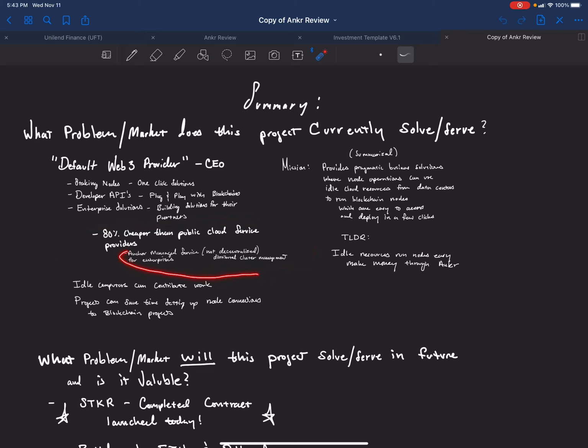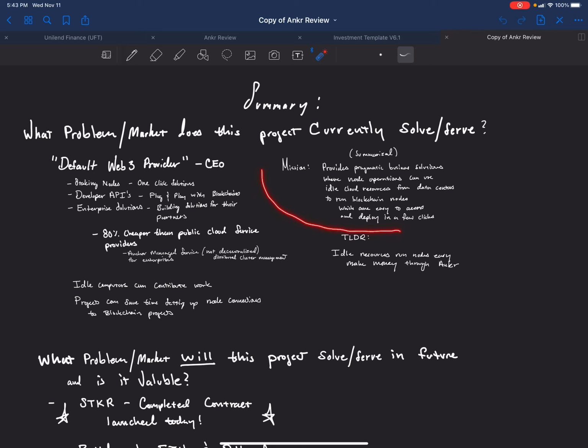These are once again the ANKR managed services. They may not be decentralized, but they are distributed servers, and they are managed by the ANKR team. Once again, using idle computers to contribute work, and projects can save time setting up node connections to the blockchain. So this is your general top-down of what this project is doing.